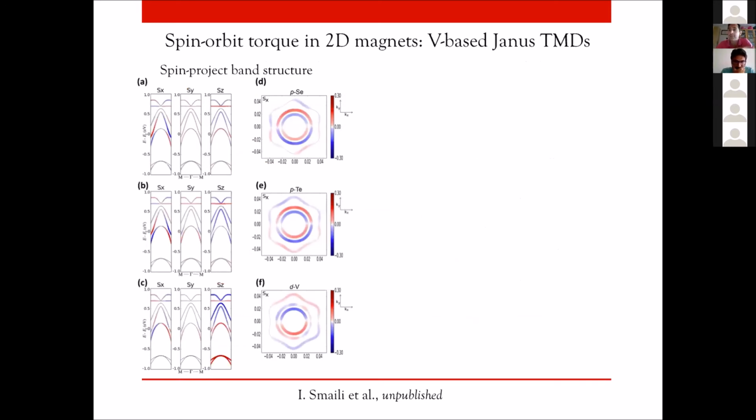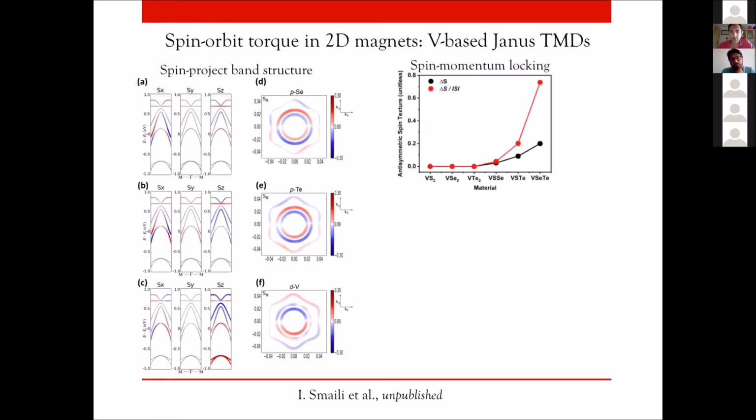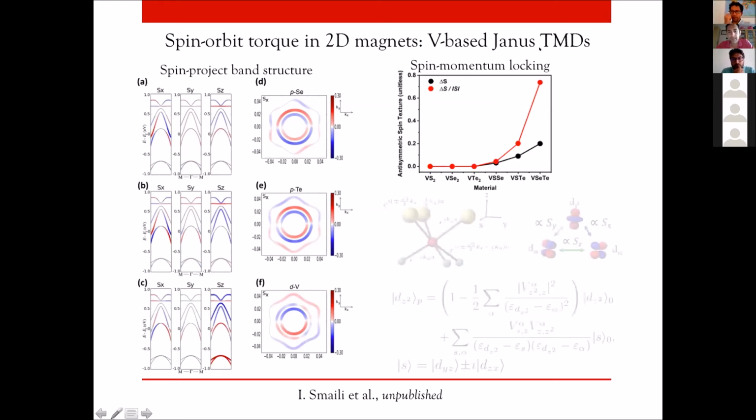So if you calculate the band structure and project it on the spin momentum, you can get a nice Rashba-like spin texture in momentum space. You can also show that this spin-momentum locking is larger in the case of selenium tellurium. It's decent for sulfur tellurium, but it's much larger for selenium tellurium. So that's our star material.